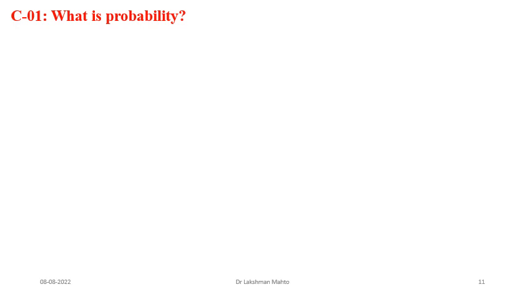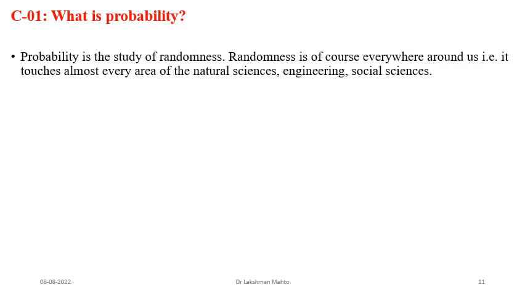So the first question that will simply come is, what is probability? The simple answer is that probability is the measure of randomness. There are various ways to express it. Probability is the study of randomness, and I am trying to put things in a very systematic way. Once I hear that probability is the study of randomness, the next question would be, what is randomness? Where do we find randomness?